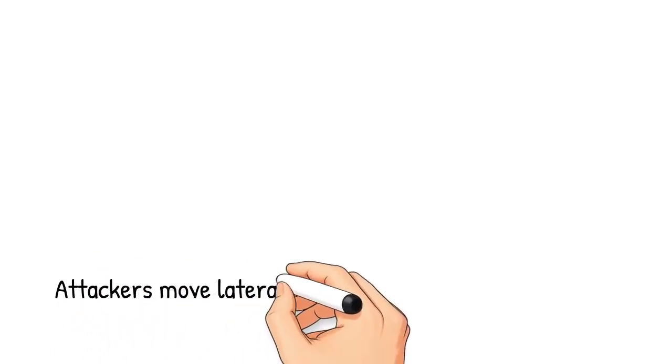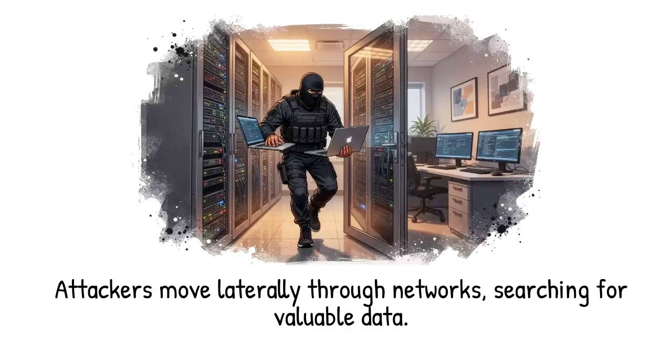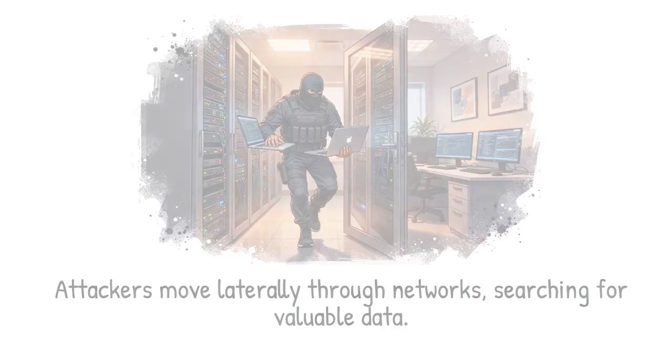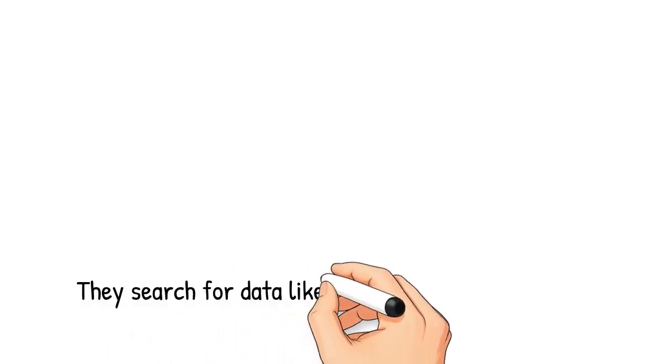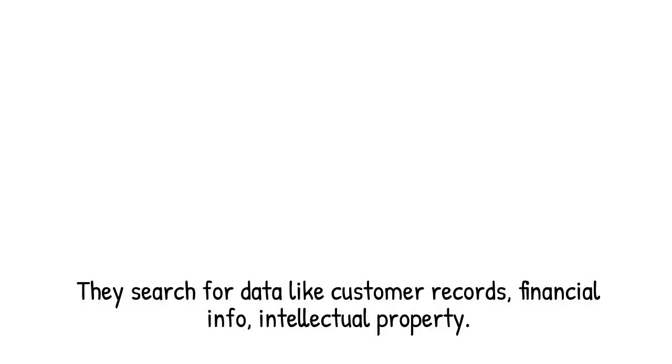Stage 5. Lateral movement, spreading through the network. Attackers rarely stop at one system. They move laterally, exploring the network like a thief moving from room to room. They access file servers, databases, email systems, and cloud accounts. They search for valuable data, customer records, financial information, intellectual property.